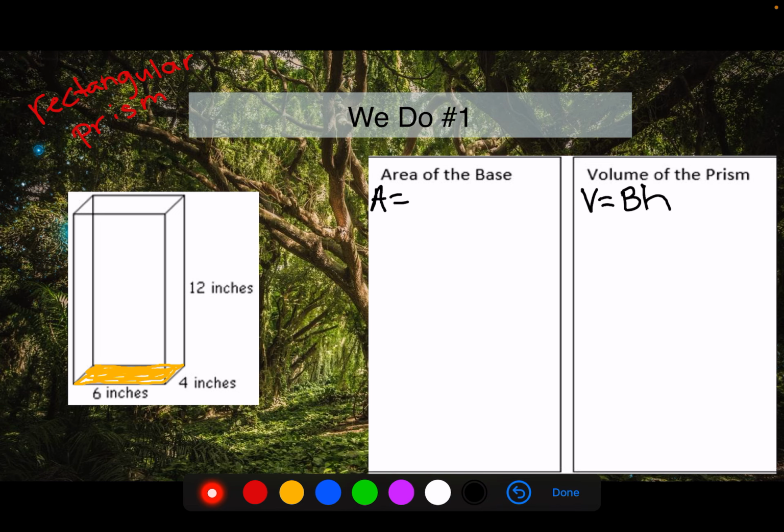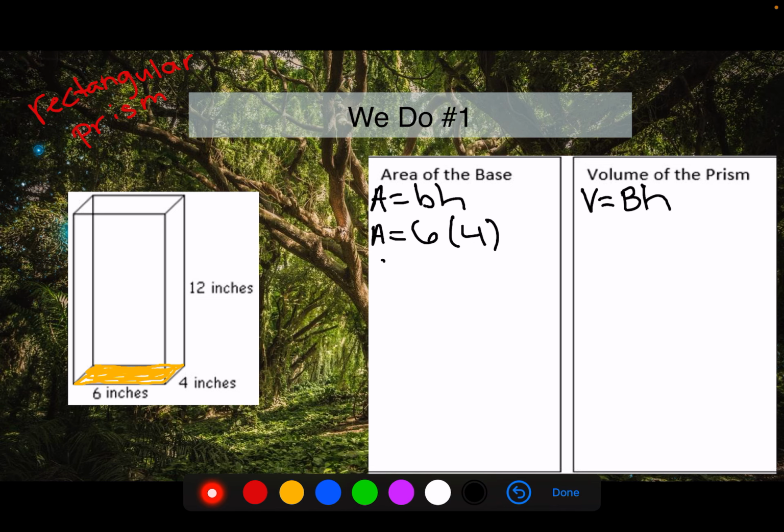If you don't know it, go ahead, take time to look at your reference chart under area. Find where it says rectangle, and then it's going to give you the formula. Okay, so if you found it and you said it's BH, you are correct. So now we're going to take our measurements from our shape. Our base would be 6, and our height would be 4.